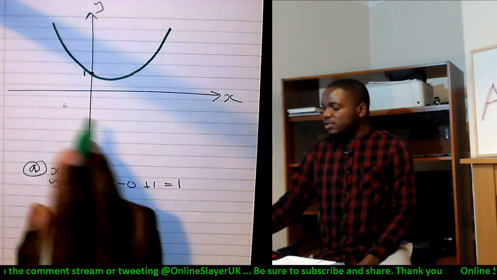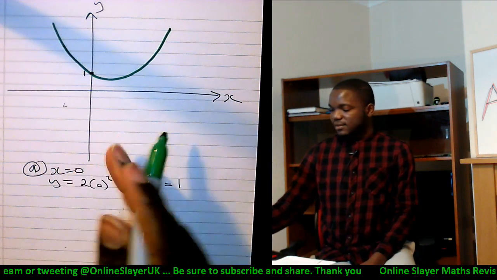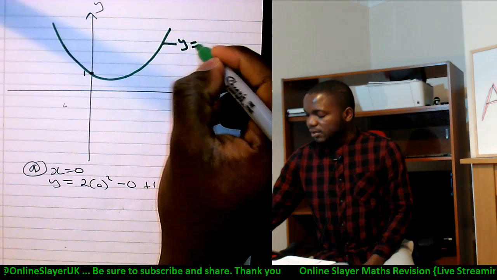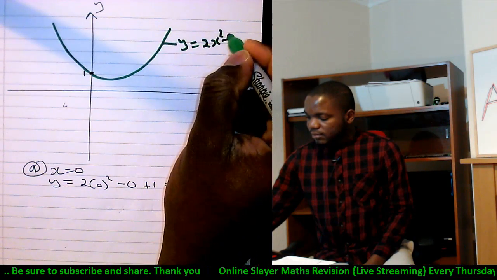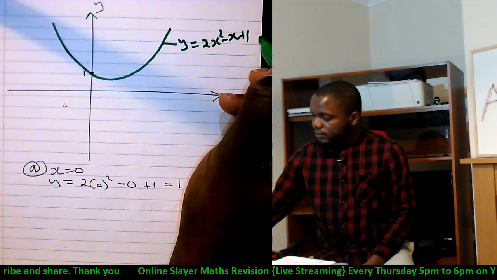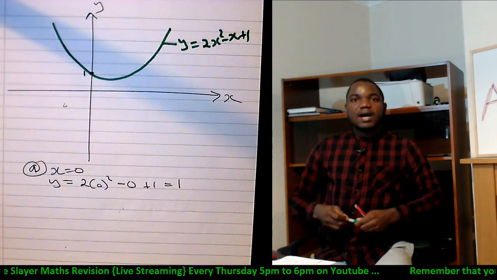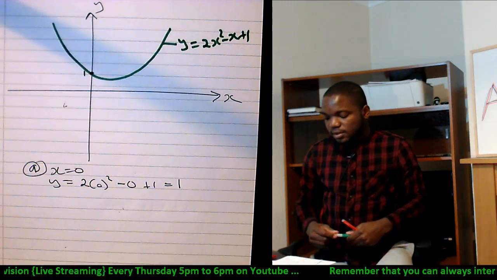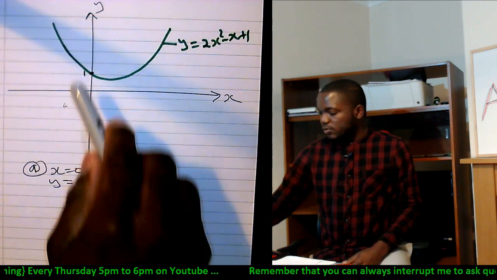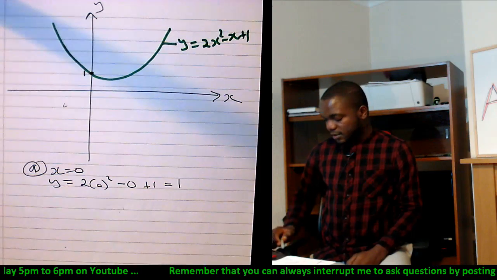Okay, it does not cross the x-axis. This is the line y equals 2x squared minus x plus 1. It doesn't cross the x-axis at all. That is what it means to have no real roots. But if it did cross the x-axis, it would come down as well before going up again.